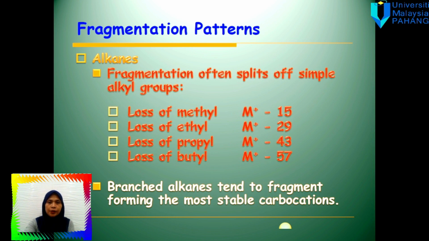We continue with this part on fragmentation patterns with the different organic compounds. We start with the first group, which is alkene. Alkenes always fragment into simple alkyl groups. We tend to see loss of methyl, M minus 15, loss of ethyl, M minus 29, loss of propyl, M minus 43, loss of butyl, M minus 57. Branched alkenes tend to form the most stable carbocation.